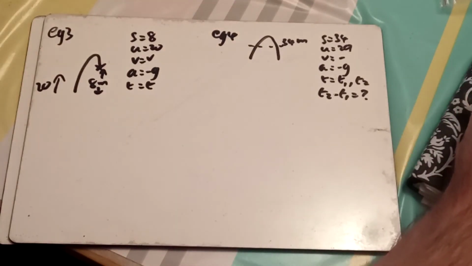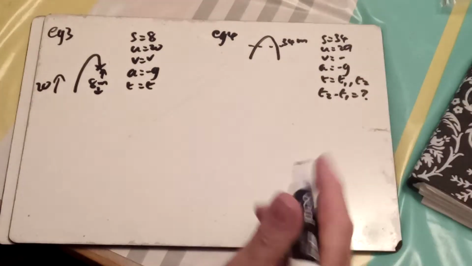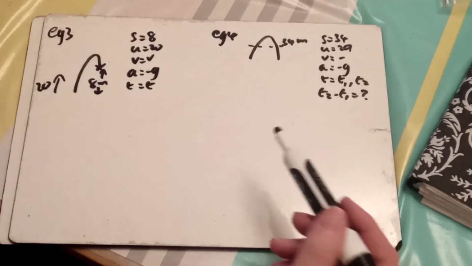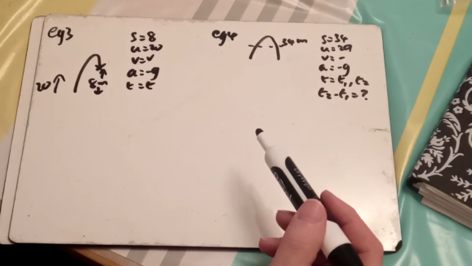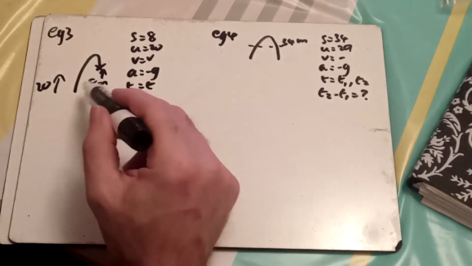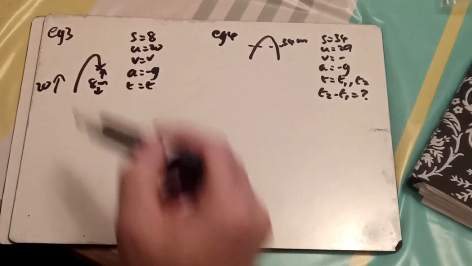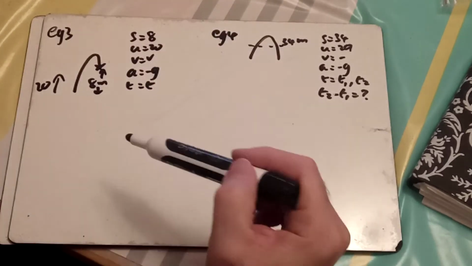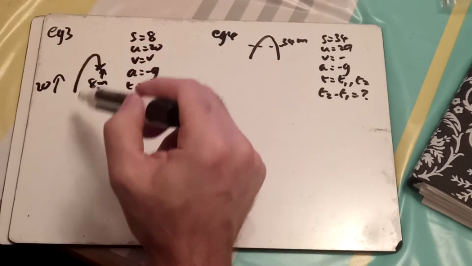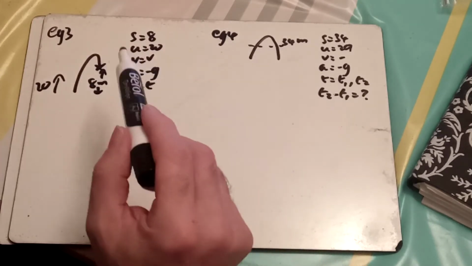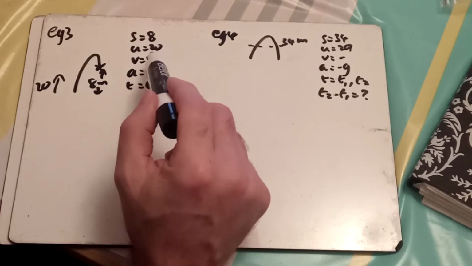Example 3 says, a ball is thrown vertically upwards from ground level at 20 meters per second. A boy with large hands leaning out of a window 8 meters above the point of projection catches the ball on its way down. Notice my diagrams are more projectile-like. Even though it's vertical motion, it's quite hard to show the up and down in a single straight line. So I'm exaggerating it to look a little bit like a projectile. What's the time and how fast is it travelling?